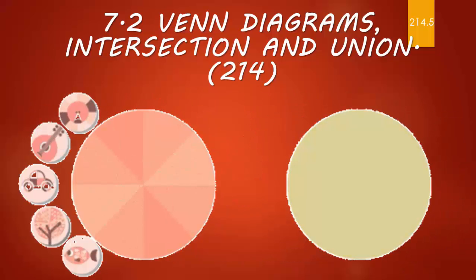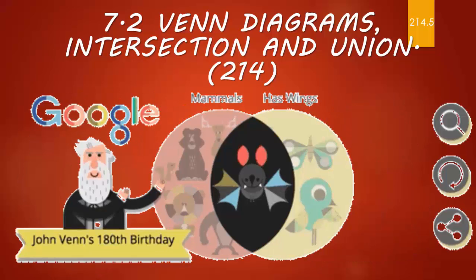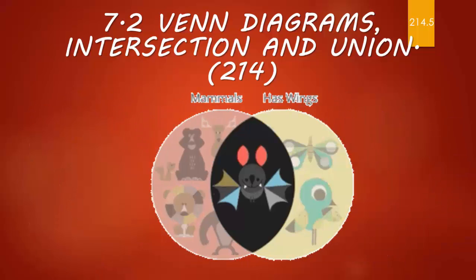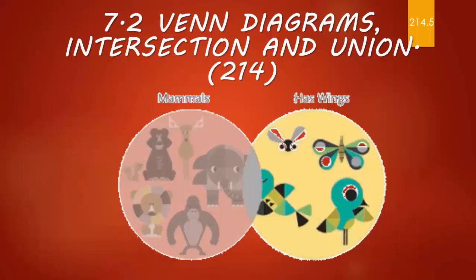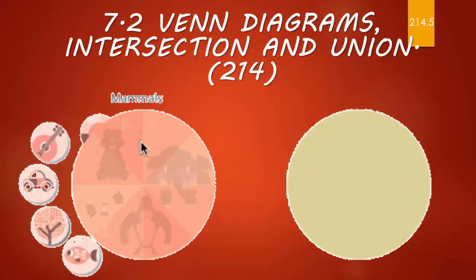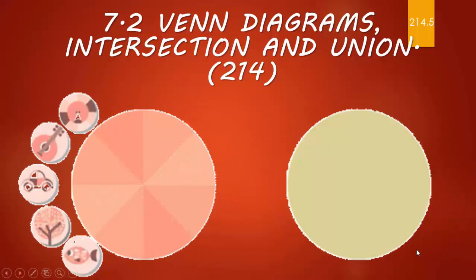In this section 7.2, we're going to extend our understanding of sets a little bit further by learning about Venn diagrams. Some of you may have seen these or have heard of these before. Some of you may not, and if you haven't, that's okay because we're going to learn about them now. So let's look at a little example.